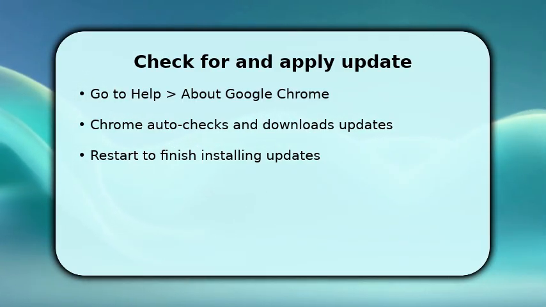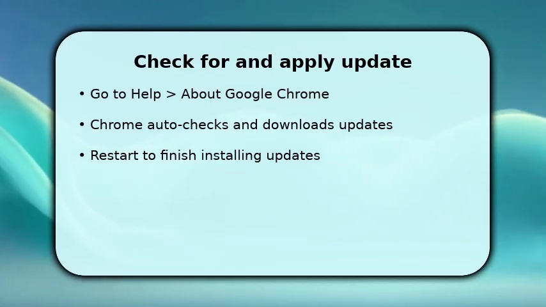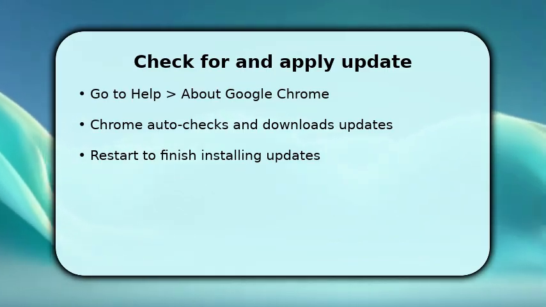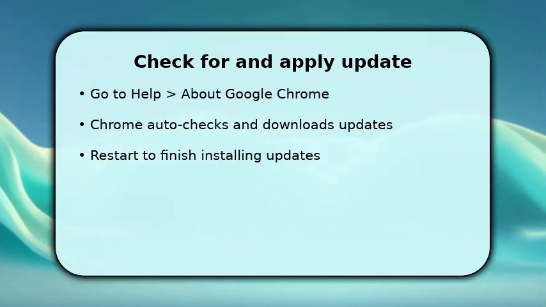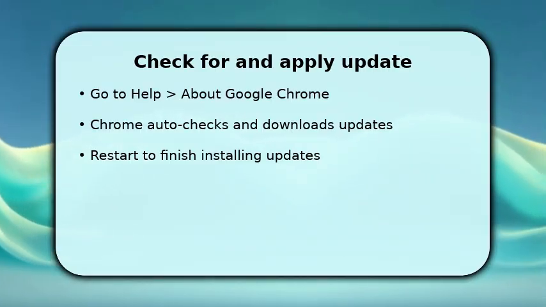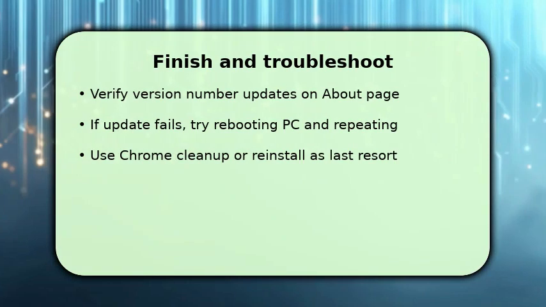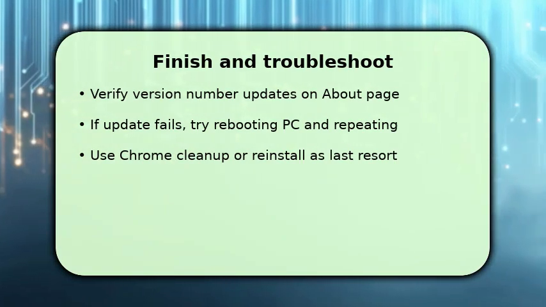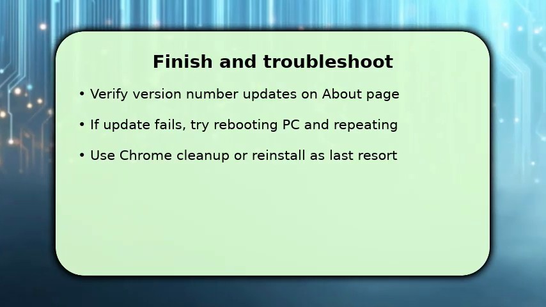Once the download completes, click Relaunch to apply the update. This restarts Chrome and activates the new version, ensuring security patches and features are installed correctly. After relaunch, revisit About Google Chrome to confirm the version changed. That proves the update succeeded.